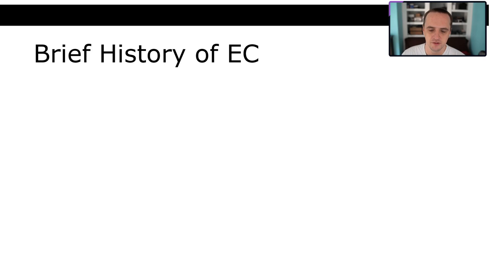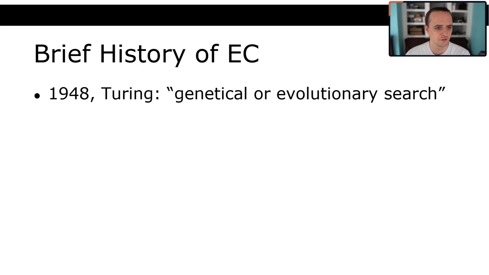It's not exactly a new thing. So back in the 40s, Alan Turing, absolute genius, was talking about genetical or evolutionary search. So like before there were computers, he was talking about this. Excuse me, I had like a small cat here in my mouth.